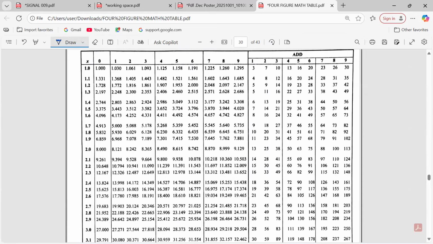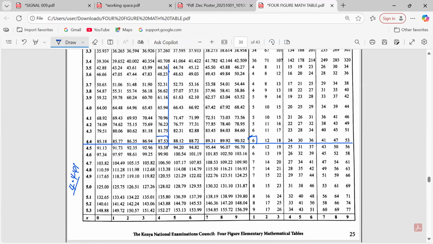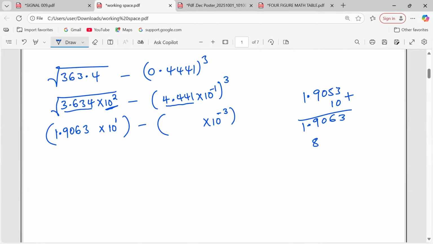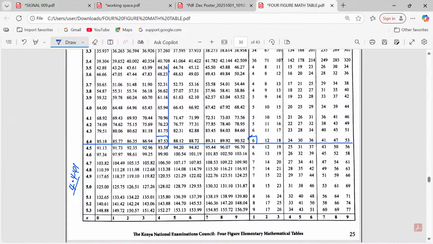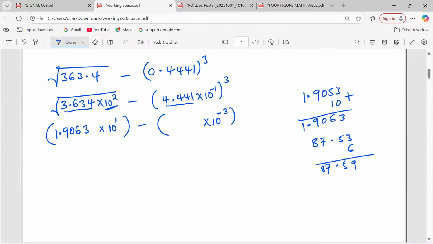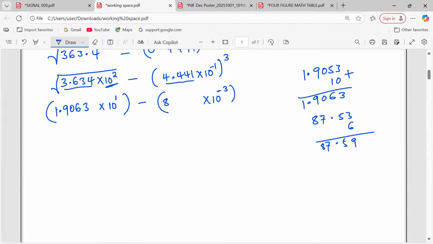So we shall be having 87.53. Now we go to where there is 1 on this differences side, whereby we add. Where there is 1, we are intersecting with 6 here. So we'll be having 87.53 plus 6, which gives 87.59. That is cubing this part, raising it to power 3.